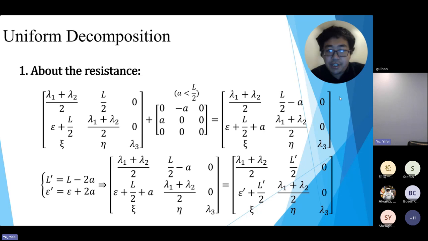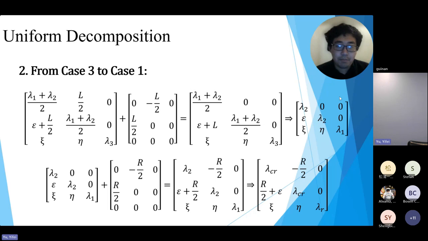If we impose a stronger rotation on this non-rotational point, say L over 2, negative L over 2, then the whole resistance will be depleted and it will be converted into the second case, with lambda 1 plus lambda 2 over 2 as the new lambda 2 and lambda 3 as the new lambda 1, and epsilon plus L as the new epsilon. And if we keep imposing an anti-symmetric matrix upon it, say R over 2, negative R over 2, then it will be converted into the third case and start to rotate. The lambda 2 will be the lambda CR, and the lambda 1 will be the lambda R.